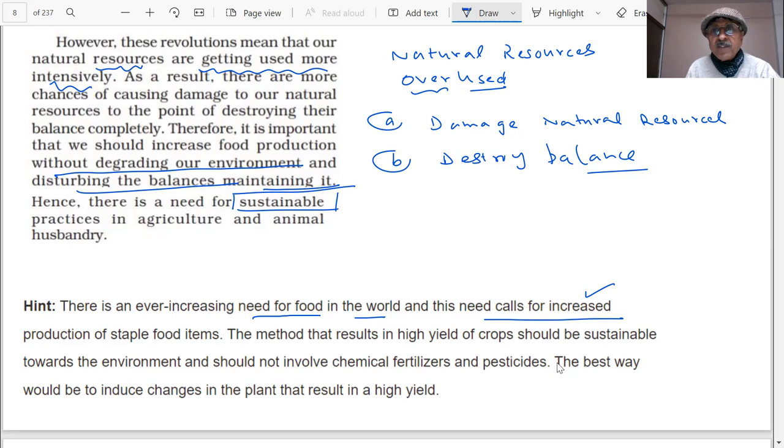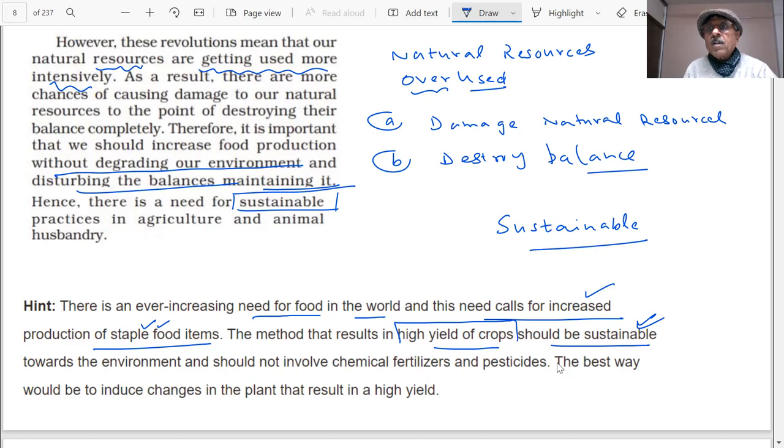Increasing need for food in the world calls for increased production of staple food items. The method that results in high yield of crop should be sustainable. Again, we are saying you are looking for high yield of crop, but it should be sustainable. Why am I using sustainable? Tell me, what is the need of sustainable? Every product is sustainable. What it means? It shouldn't cause any damage to the environment. It should not damage. So that towards the environment should not involve chemical fertilizers and pesticides. Now, again, we are saying it should not involve, but we know we are using chemicals and fertilizers to increase the yields.